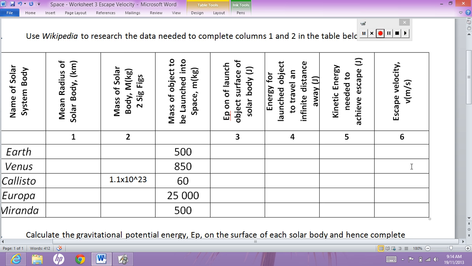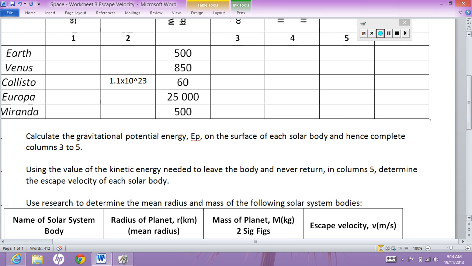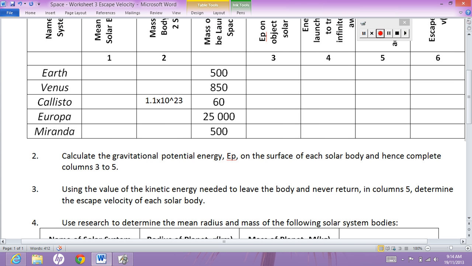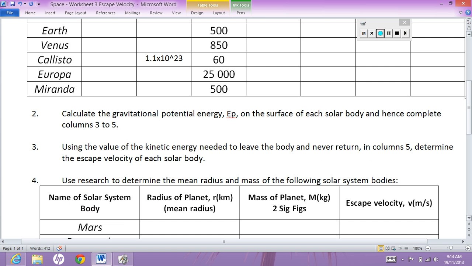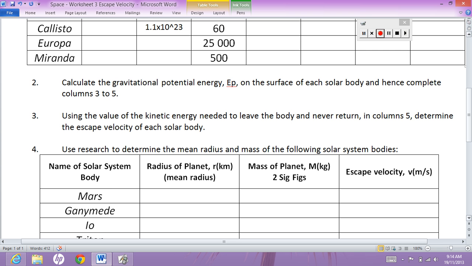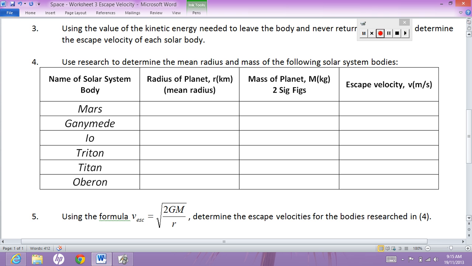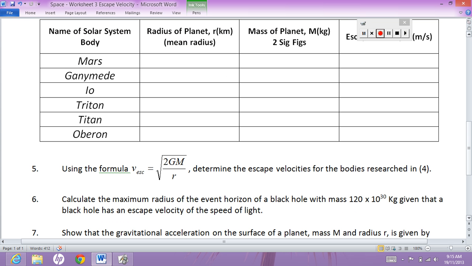Right, that's the way of calculating the escape velocity from first principles, from the values of the mean solar radius and the mass. That was led through in questions 2 and 3. In question 4, we're asked to determine the mean and the mass of these solar objects here, that's Mars, Ganymede, and so on, and we're going to apply the formula. And the formula is down here as the square root of 2GM on the radius from which it's launched.